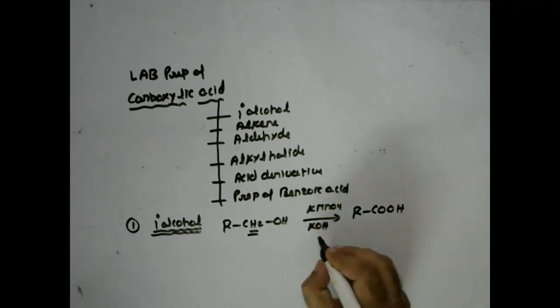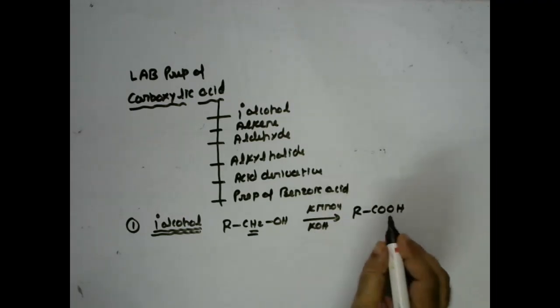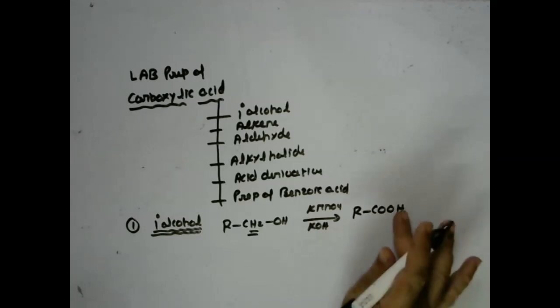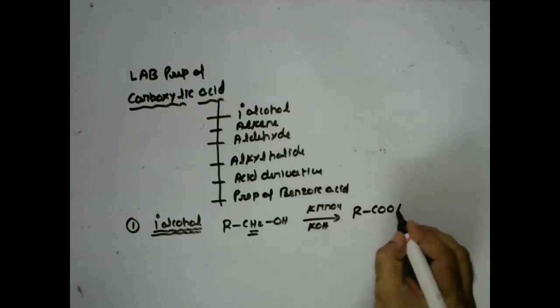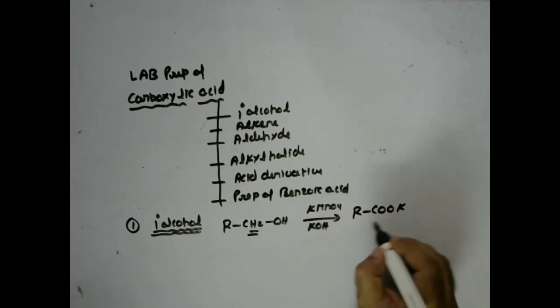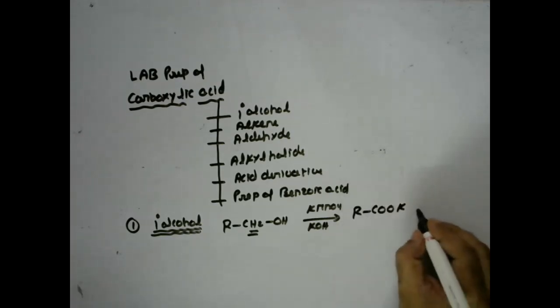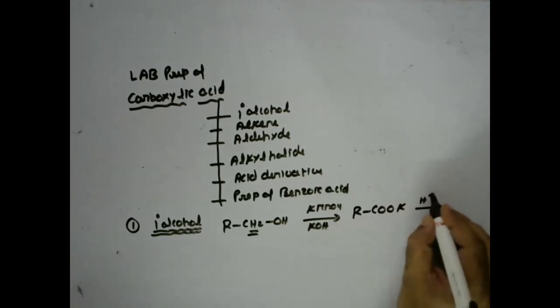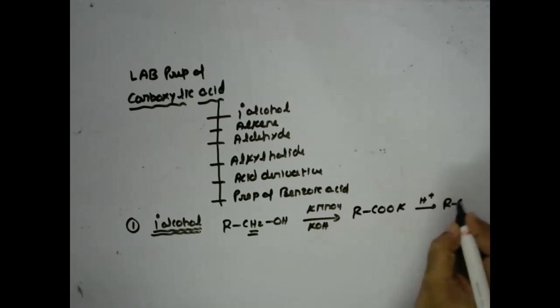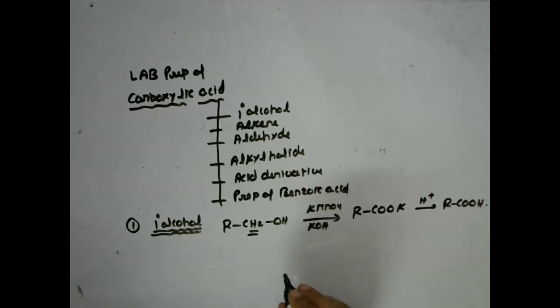But the only problem is that we are working in basic medium. This is an acid, so this will react with the base to give you salt. So in the first place you will get a salt of a carboxylic acid. You will get COOK. This is formed when an acid reacts with KOH. It is only when you acidify the medium that you are going to get the carboxylic acid. So you can oxidize primary alcohol into carboxylic acid with the same number of carbon atoms.